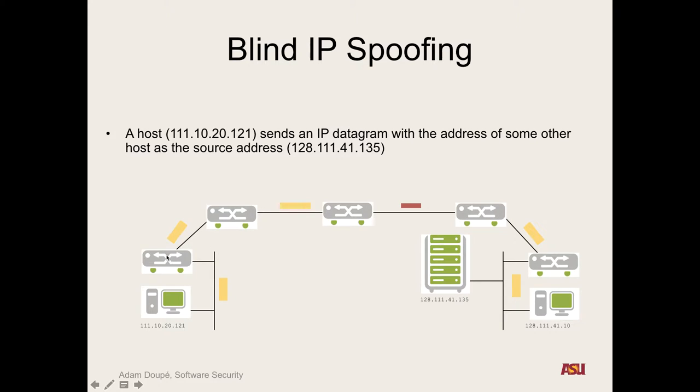Our gateway says, okay, where does this packet go? That's part of the routing protocol. Only the destination is checked to decide where to route it. So it goes here, here, here, and it gets to .10. It's great, so .10 gets it.